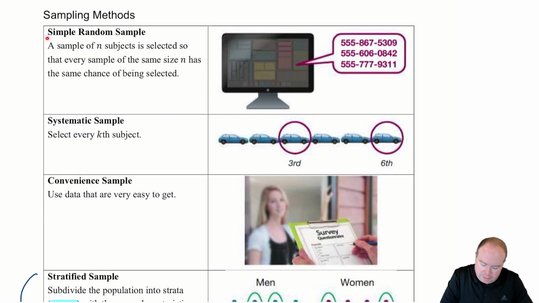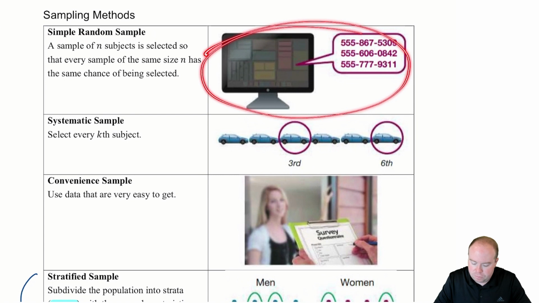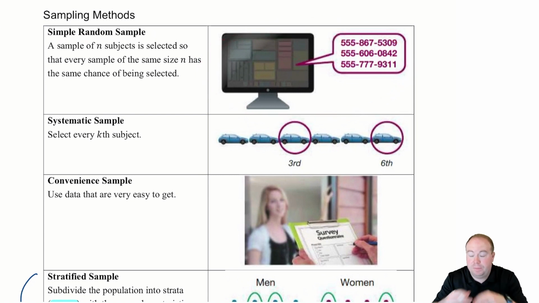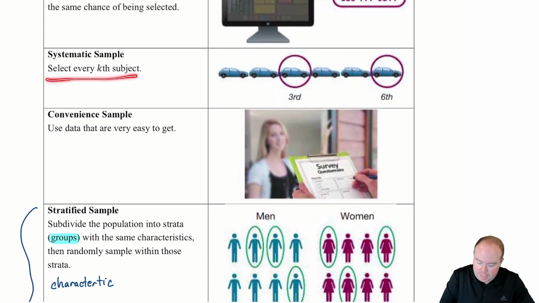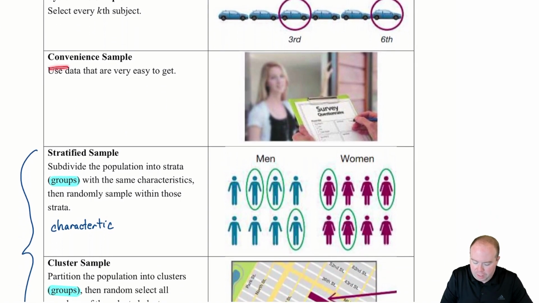The simple random one right here is just when we're collecting data by computer. Typically, to avoid human bias, you need to use some sort of software that has random number generation to pick truly randomly without any bias. Systematic is where you select every case or subject. So here we're looking at every third car, so here K is 3. Convenience sampling is just when data is easy to get, so you just maybe talk to whoever's closest.